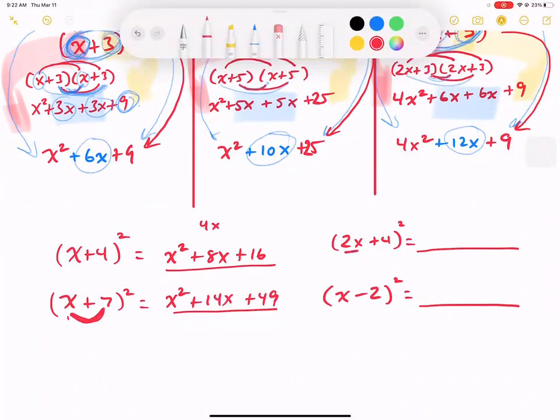We square the front. We square the back. And we double that middle. 2 times 4 is 8. 8 plus 8 is 16x. All right, we double that middle.